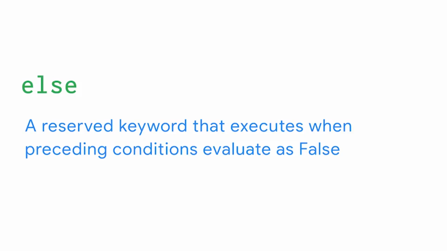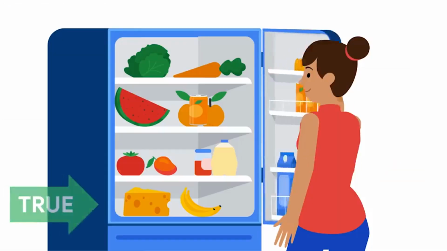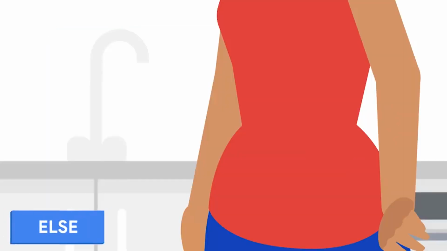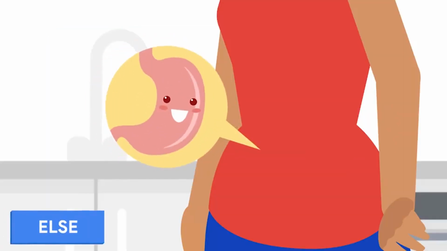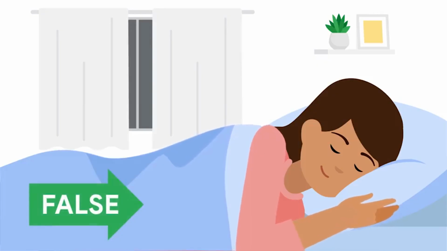But what if we could extend it to make it even more powerful? What if we want the computer to do something else? Else is a reserved keyword that executes when preceding conditions evaluate as false. The else statement lets us set a piece of code to run only when the condition of the if statement is false. Here's an everyday example. If you're hungry, you eat. But if you're not hungry, if that concept is false, then you'll do something else. Maybe you'll make another choice and take a nap.